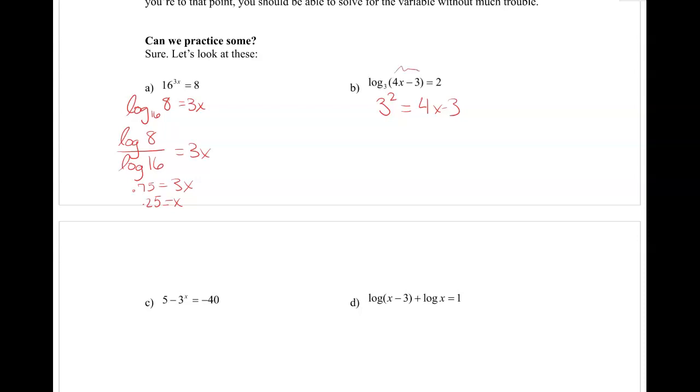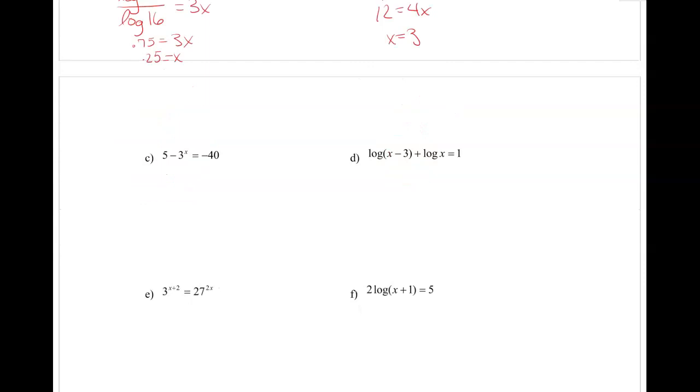The goal of changing it to an exponential is usually that I've got an x somewhere in here that I need to solve for, so I want to try to get to that as quickly as I can. So, simplifying this, I should get 9 is equal to 4x minus 3. Add 3 to both sides, I should get 12 is equal to 4x. So then, dividing both sides by 4, I should get x is equal to 3.